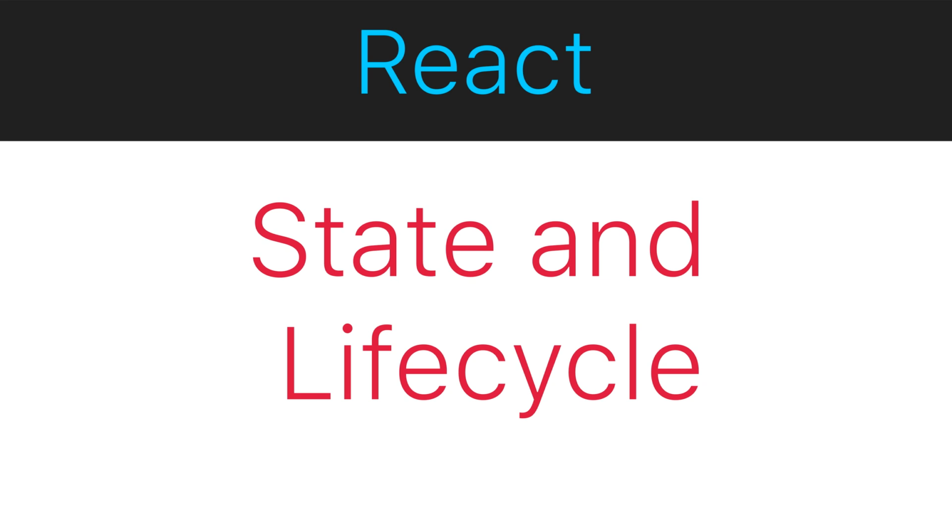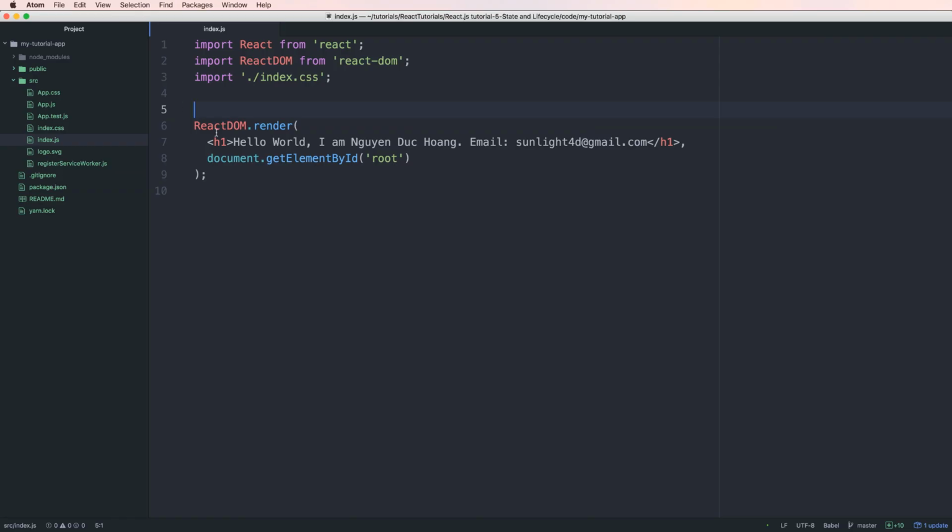Hello everybody, today I will show you how to use state, and we are talking about the life cycle of a React component. So we start with the previous project, the default project here, and inside this we have a default render, and I render this heading one to the user interface.